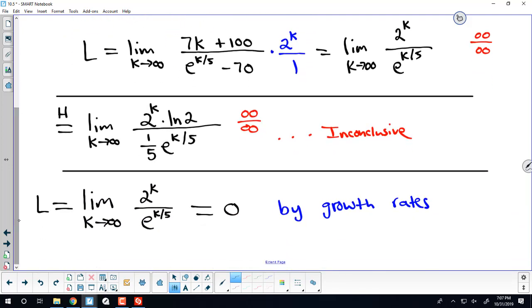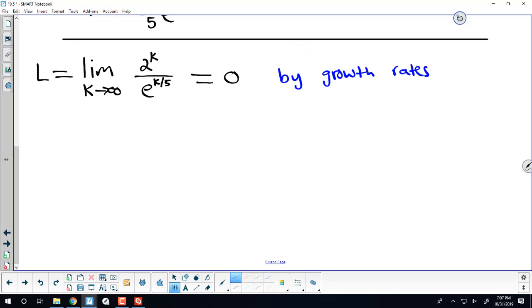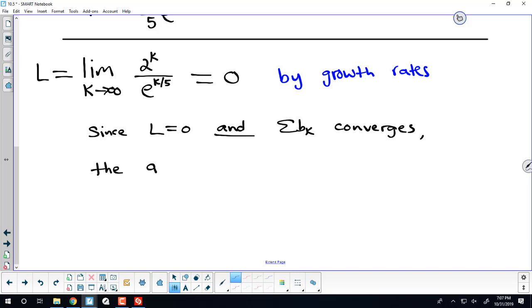Okay. So we'll say since capital L is equal to 0 and B sub k converges, the given series converges.